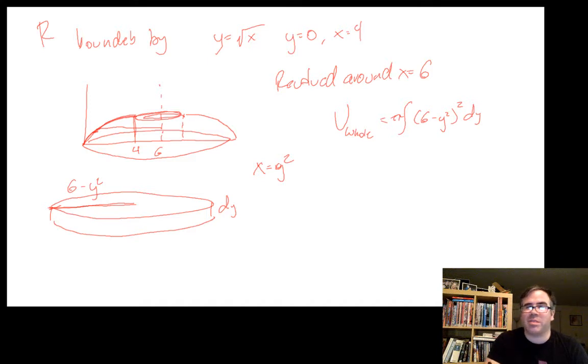Since we switched to y, because it's rotated around this way, we need to rethink the bounds. Instead of being from 0 to 4 or 0 to 6, it's from 0 to whatever this height is. Luckily we know x equals 4, so y equals 2. So that's the volume of the whole thing, and then the volume of the hole in the middle is, of course, the cylinder of radius 2 and height 2. So that's going to be pi times 2 squared times 2.